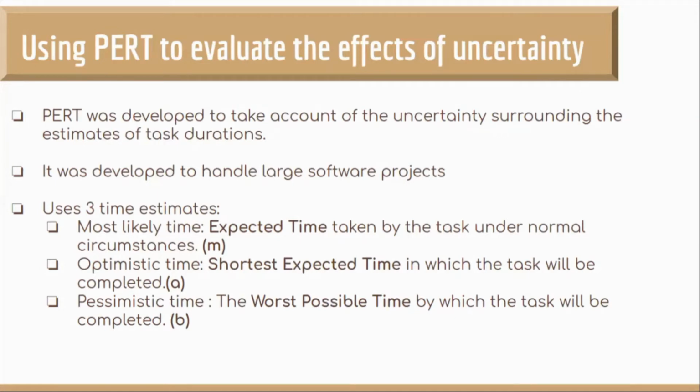Next, we have pessimistic time, denoted by B, which is the worst possible time by which the task will be completed. Here, we say all the risks we assessed happen and some additional risks come in and it's chaotic. Then by what time will the task be completed? However, we exclude acts of God and warfare.